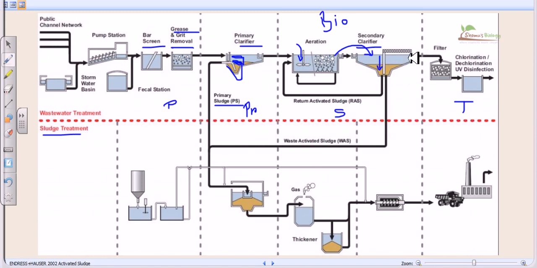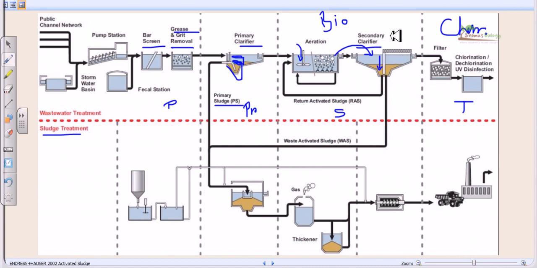Now after that, the water will come from the secondary clarifier towards the third layer of water treatment, which is called the tertiary treatment or the chemical treatment, because in this part of the treatment we are treating this wastewater with chemicals to get rid of the bacteria or microorganisms which are left behind.